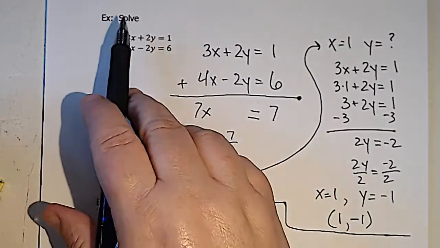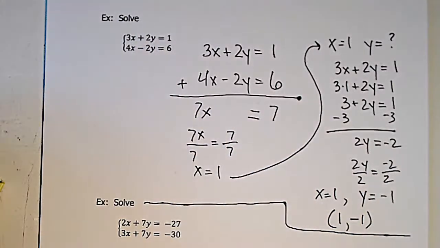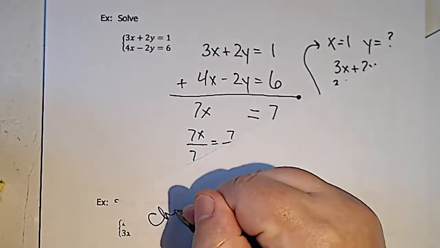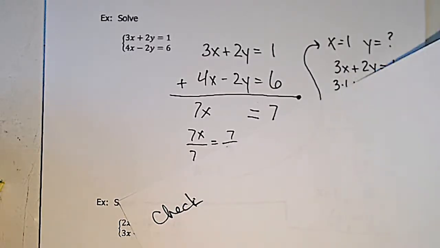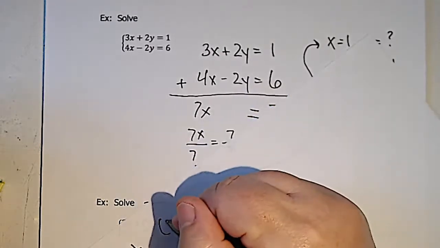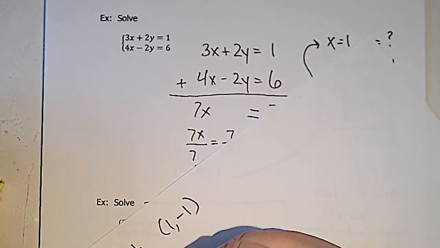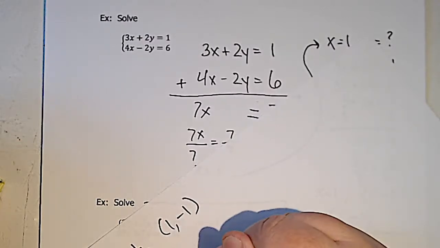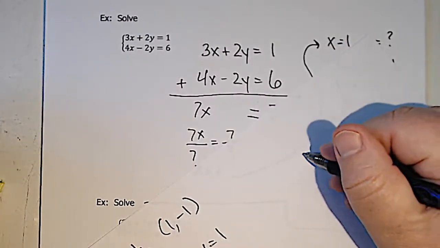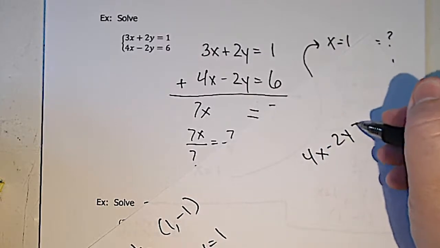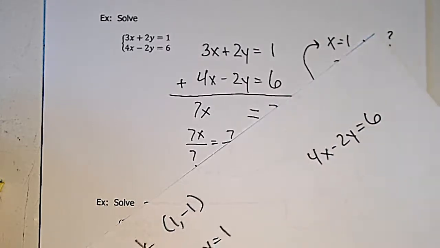Well, here it just says solve, but of course what I will do on the next page is actually check. So let's check this first one. We'll check the answer. What was the answer? 1, -1 in 3x plus 2y equals 1, or 4x minus 2y equals 6. So let's go ahead and check them.